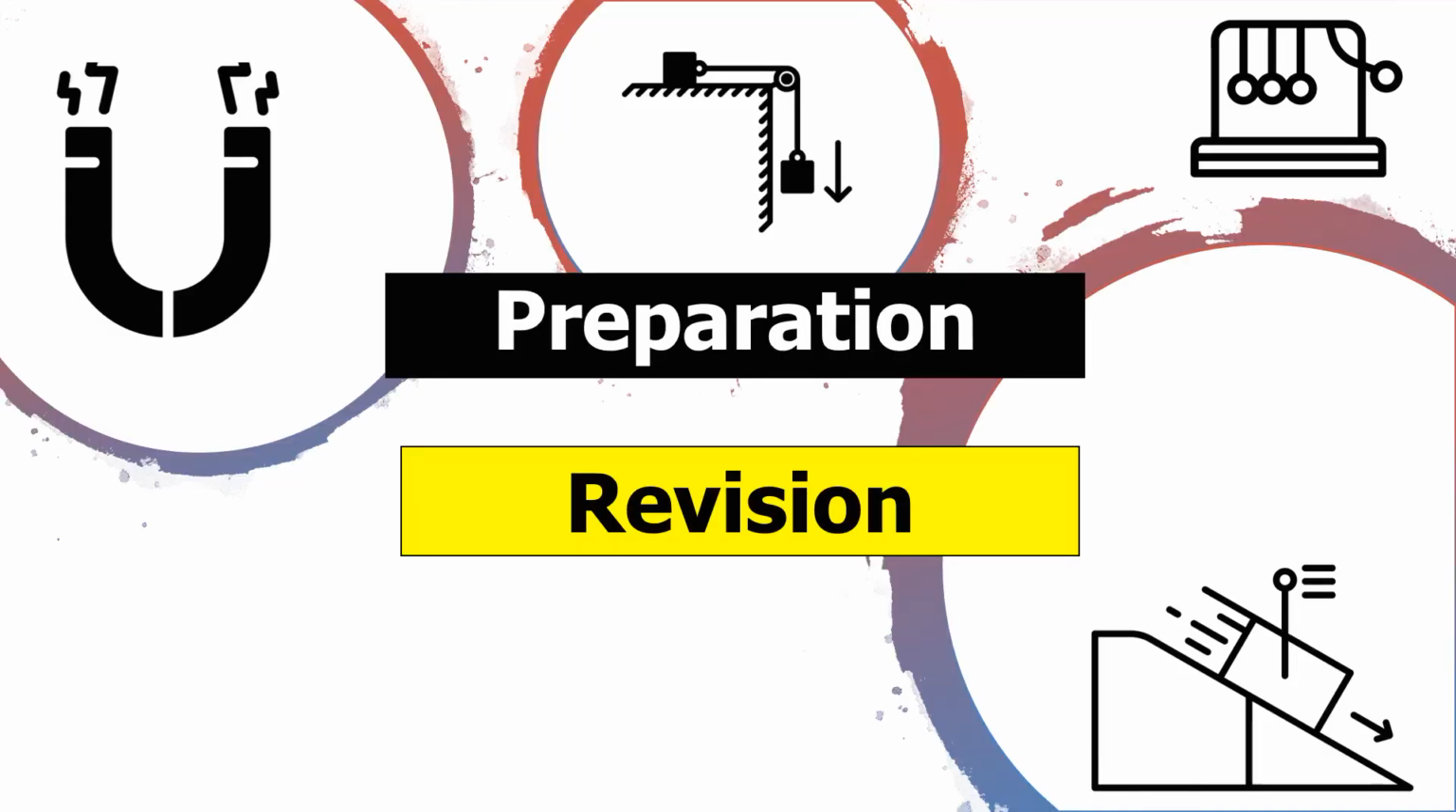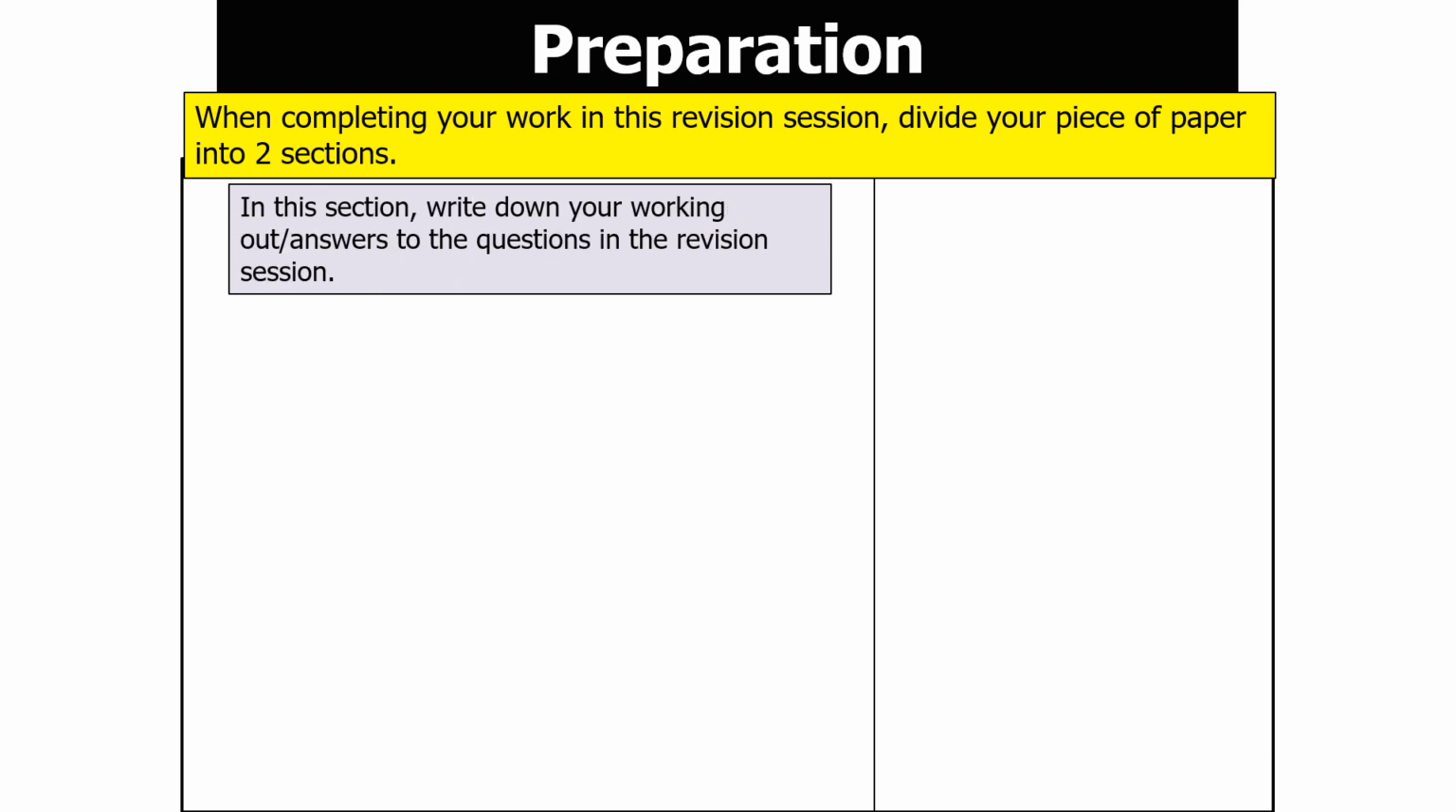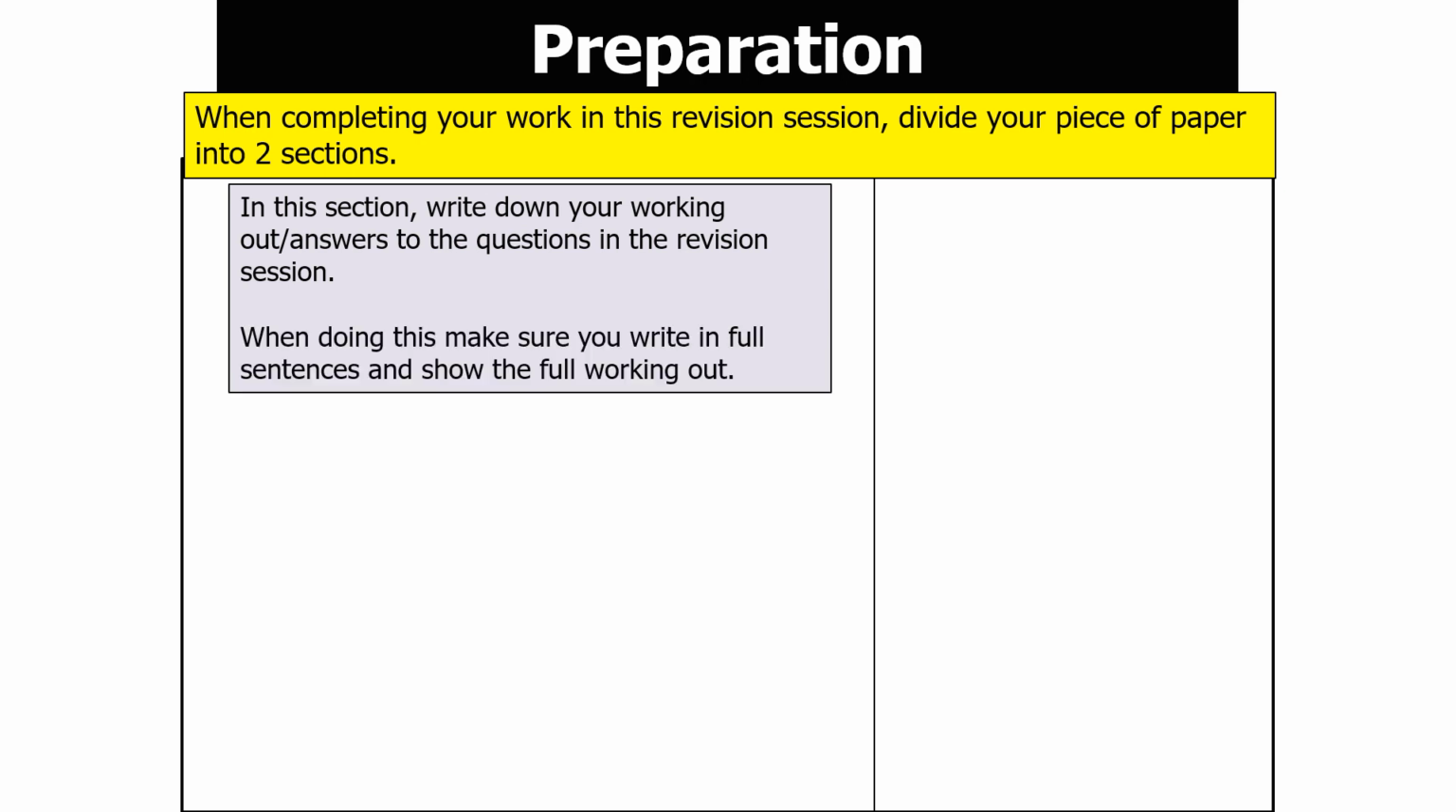So how should you prepare for revising in this revision session? Well, when you complete your work in this revision session, divide your piece of paper into two sections. Make the section on the left hand side larger than the right hand side, and in this left hand side section write down your working out and answers to the questions in the revision session. When you're doing this, make sure to write in full sentences and to show your full working out.